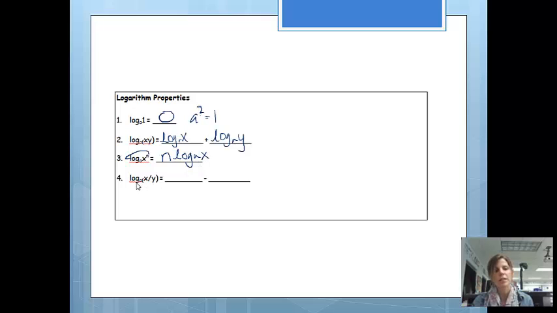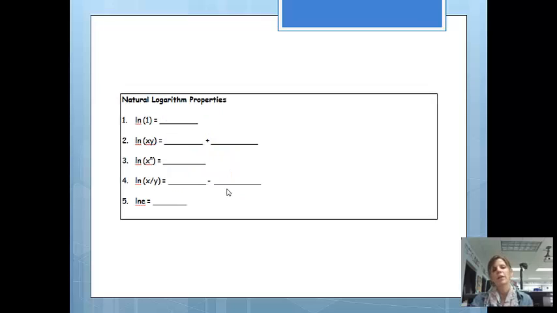All right, and then this last one, similar to number 2: if we have multiplication, we can separate it into two logs with addition. If we have division, we can separate it into two logs with subtraction. So this would be log base A of x minus log base A of y.